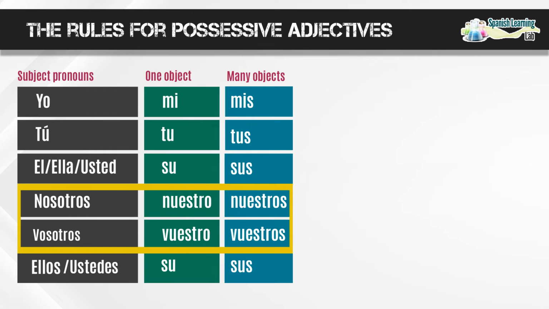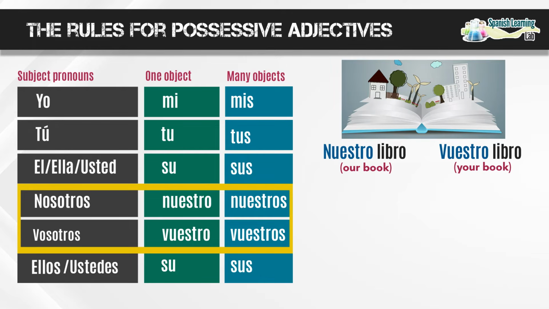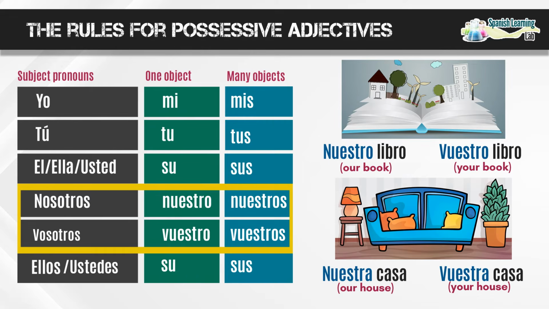The possessive adjectives nuestro and vuestro undergo a gender change from masculine to feminine to match the word they modify. This means that we will use nuestro and vuestro with masculine nouns like libro to say things like nuestro libro or vuestro libro. But we will use nuestra and vuestra with feminine nouns like casa to say nuestra casa or vuestra casa.